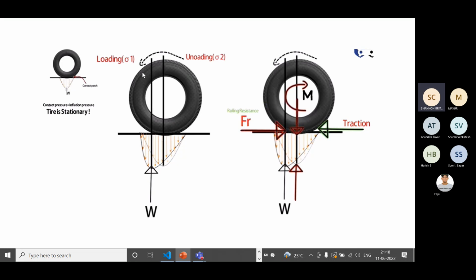Okay, it's rotating in anti-clockwise direction. So since it's rotating like this, we say that it is getting loaded here and it is unloading here. So this distribution, which was like this, will get shifted like this. So this contact pressure, which was acting at the center, will get shifted here.